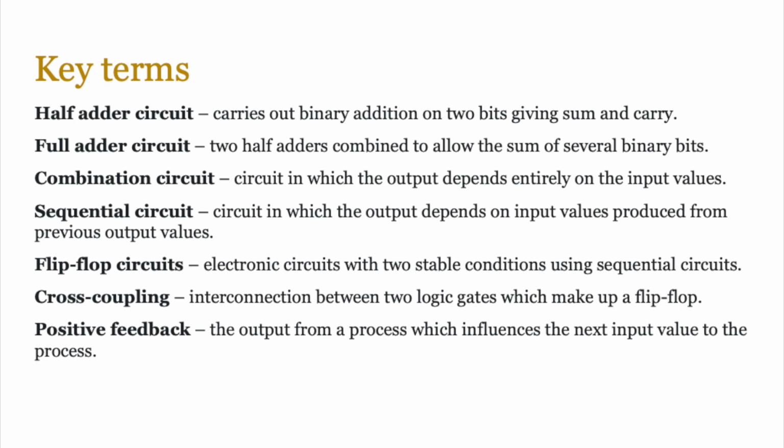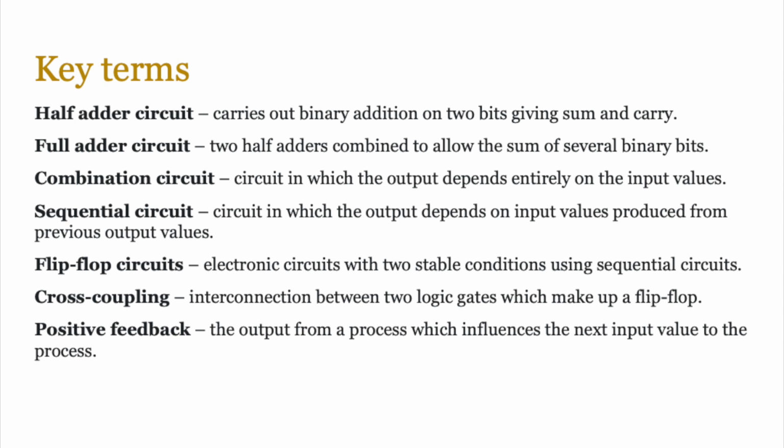allows us to add a lot of different binary digits. So the half adder circuit has a limitation which the full adder corrects. You also need to know the difference between combination circuits and sequential circuits. Combination circuits are what we've been experimenting with so far.